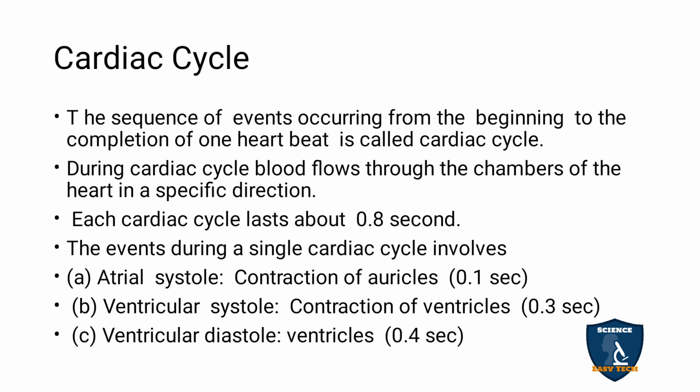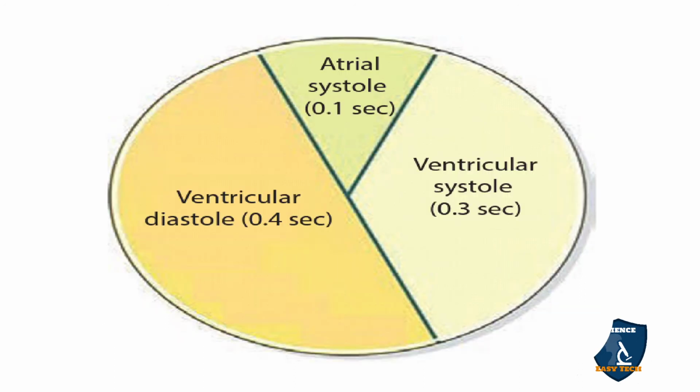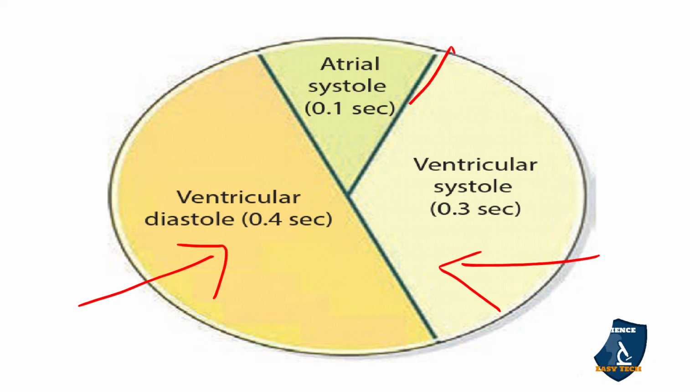The events during a single cardiac cycle involve atrial systole, contraction of the auricles, 0.1 second; ventricular systole, contraction of the ventricles, 0.3 seconds; and ventricular diastole, relaxation of the ventricles, 0.4 seconds. So you can see here the ventricular diastole lasts for 0.4 seconds, the ventricular systole 0.3 seconds, and the auricular systole 0.1 second.